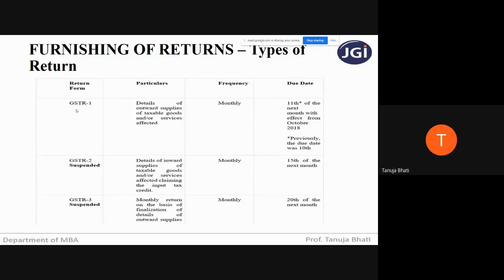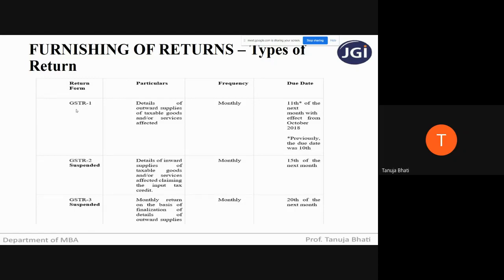In GSTR1, you are going to file all the sales transactions made during a particular month, and the due date to file is 11th of the next month. So suppose June month's sales, you can report in the return number GSTR1 by 11th of July. Is this clear to everyone? Yes, ma'am. Okay.